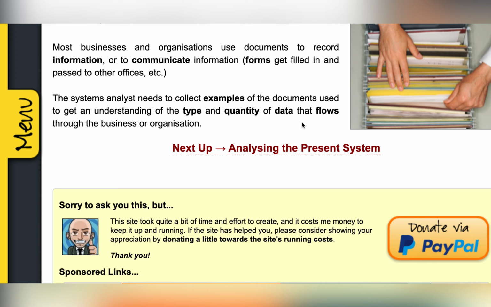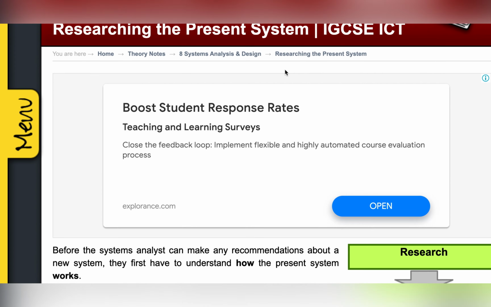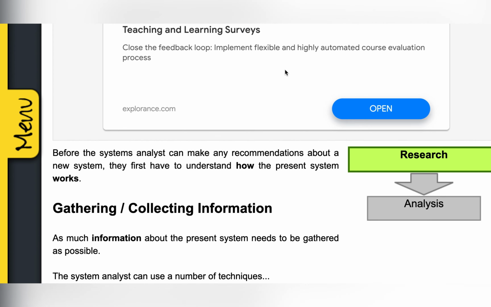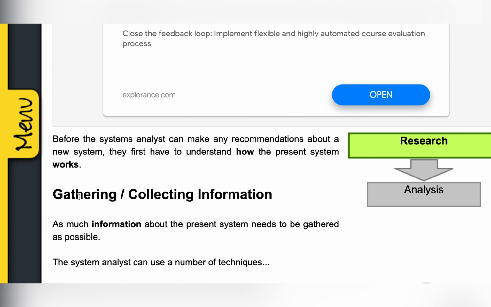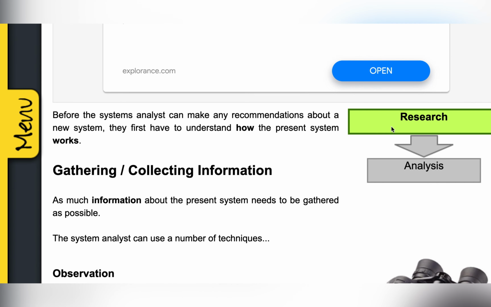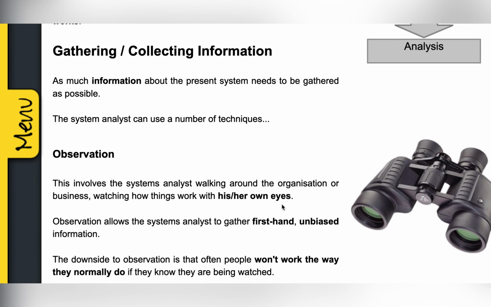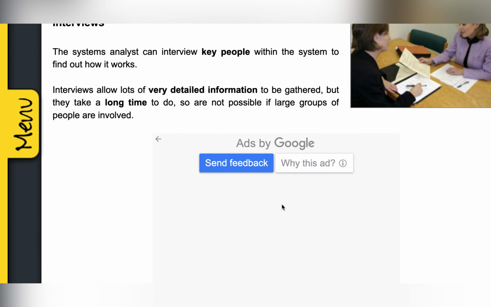Now, that's for researching about a system. So we say the first one is researching about the system, and researching simply means gathering and collecting information. In research, we simply gather and collect information. That's the first stage of the system development life cycle.